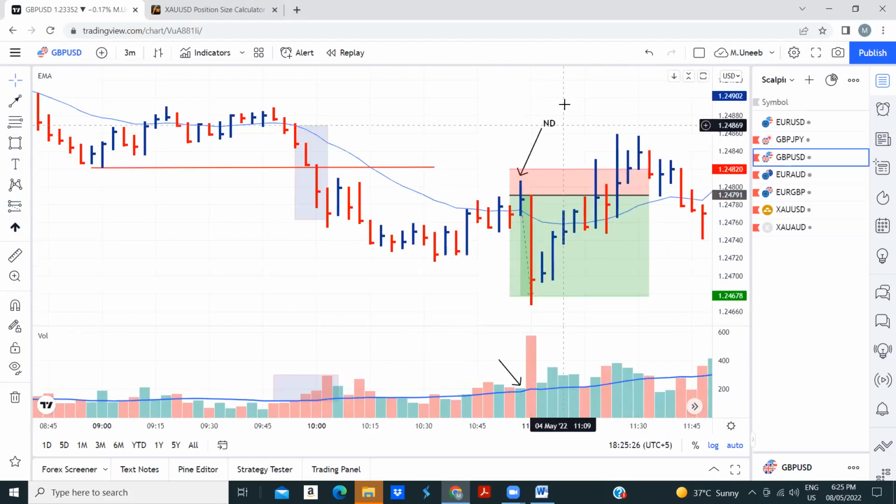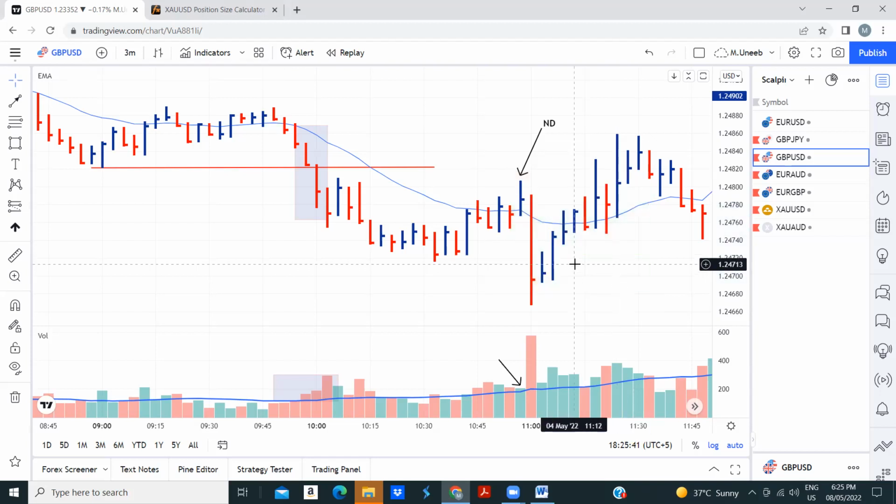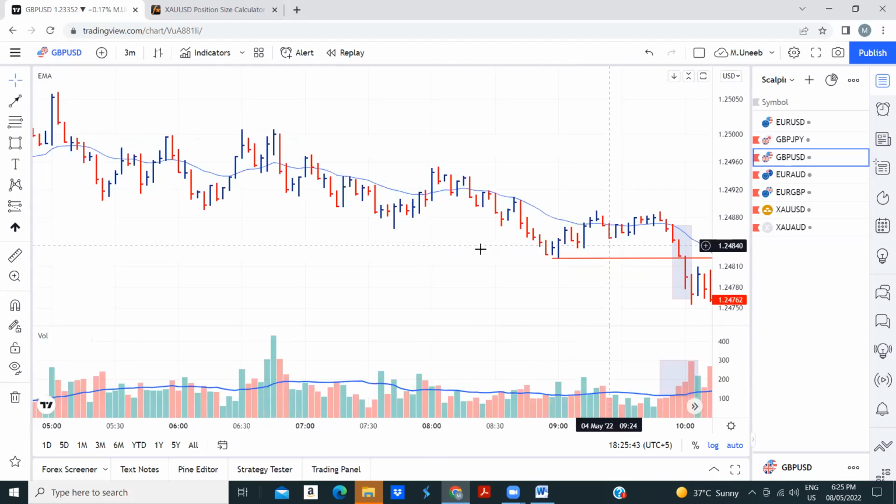And in just one bar, this was a trade which I took last time. In just one bar, I made 3.19. I think I showed you. Yeah, so this was the trade which I took last time. In just one bar, I reached my target.